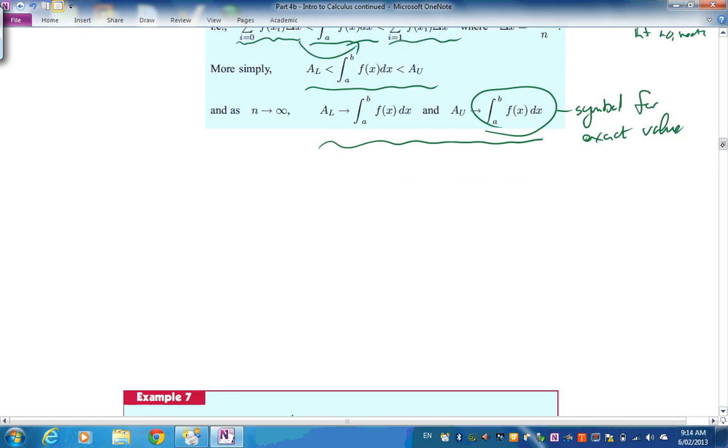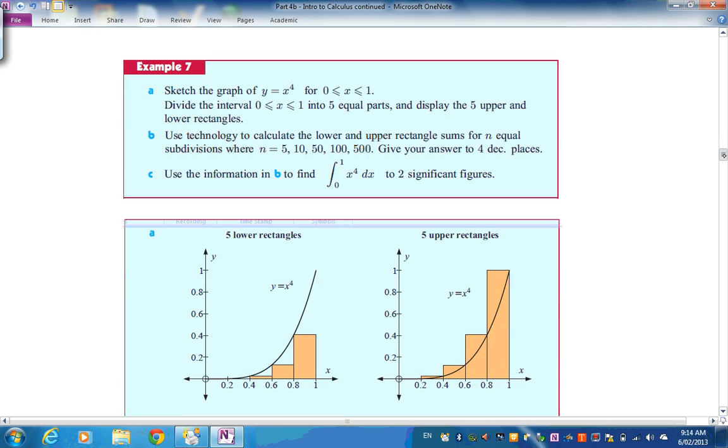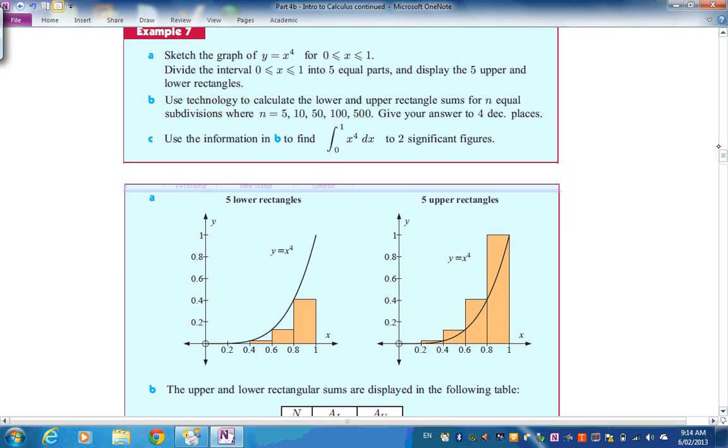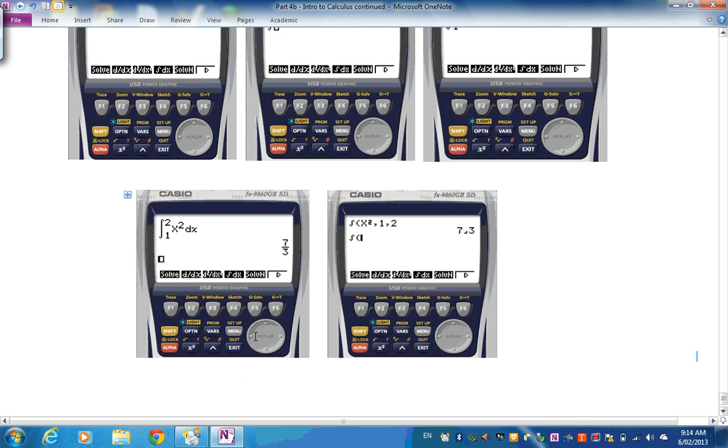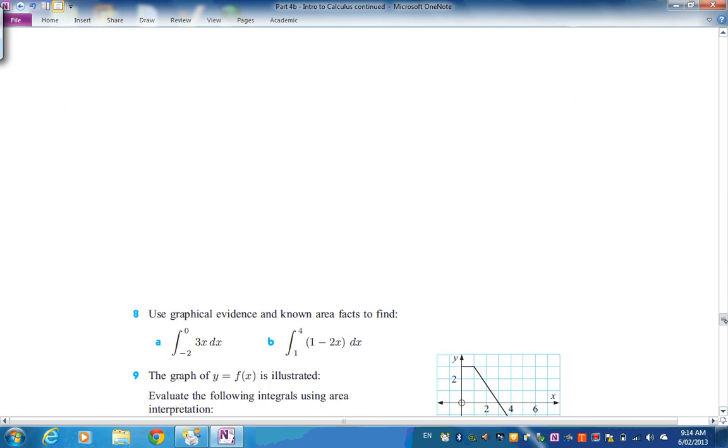All right, let's go down, have a look at an example. Sketching the graph of y equals x to the fourth from 0 to 1, divide the interval and display the upper and lower rectangles. Okay, so you actually need to be able to do this reasonably accurately. Just remembering, how do you draw the lower rectangles? We'll come to that later on.